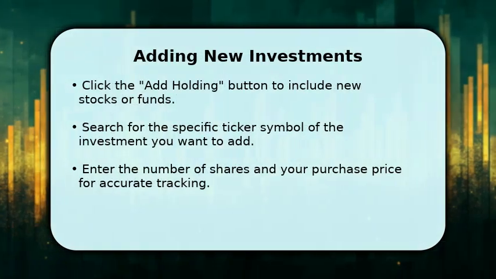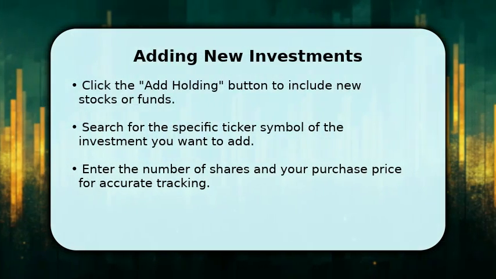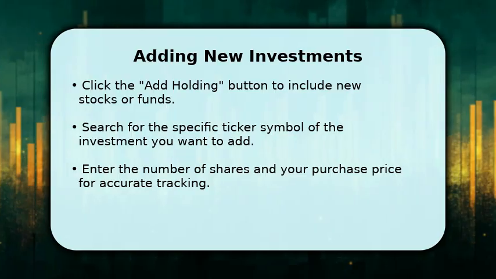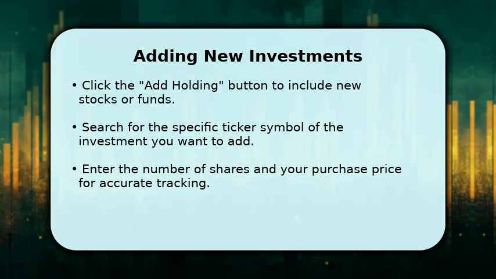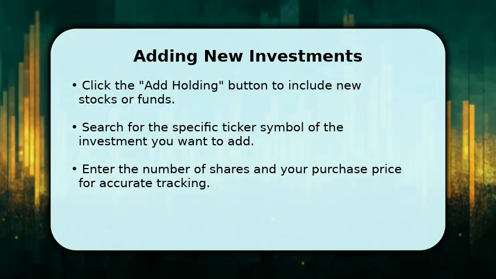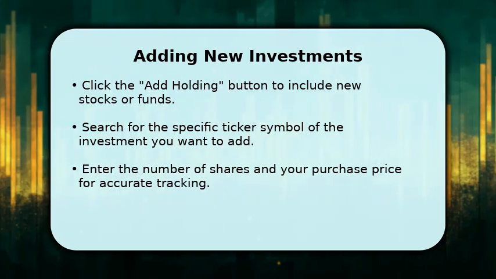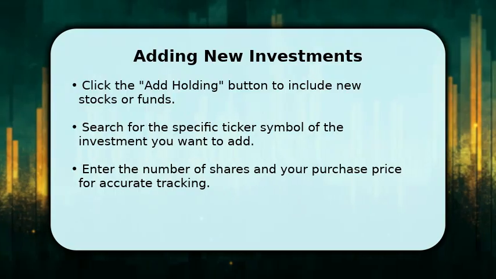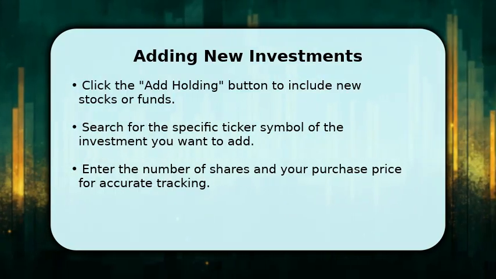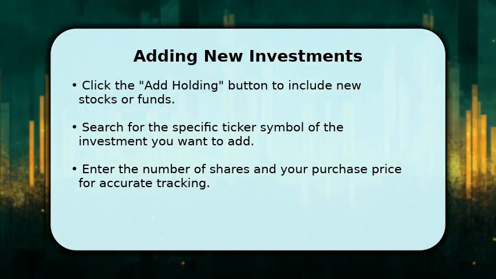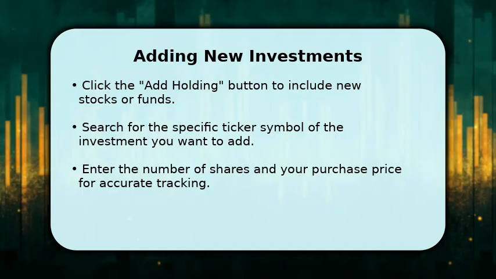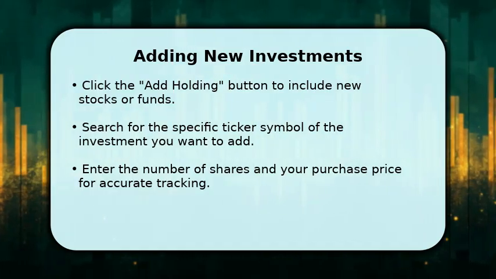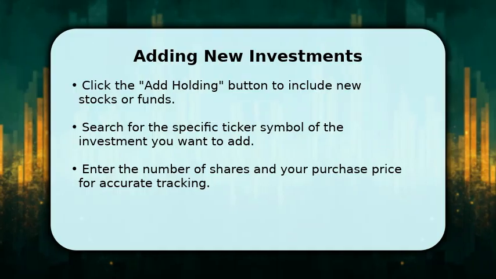To expand your portfolio, you'll want to add new investments. On your portfolio's main page, look for an Add Holding or Add New Position button. Click this to open a search bar where you can type in the ticker symbol for the stock, mutual fund, or ETF you wish to include. Once you've found it, input the number of shares you own and the price you paid per share to ensure your portfolio's performance is tracked correctly.